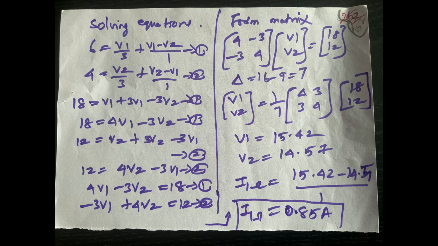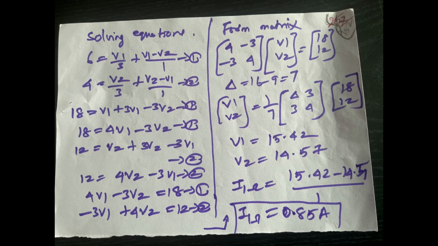Those equations are changed into matrix format. From the matrix format, we find the inverse matrix, the determinant value, and the multiplication divided by the determinant. Only then do we find the I1 value, which is 0.85 ampere. That is the nodal analysis method, kindly note.